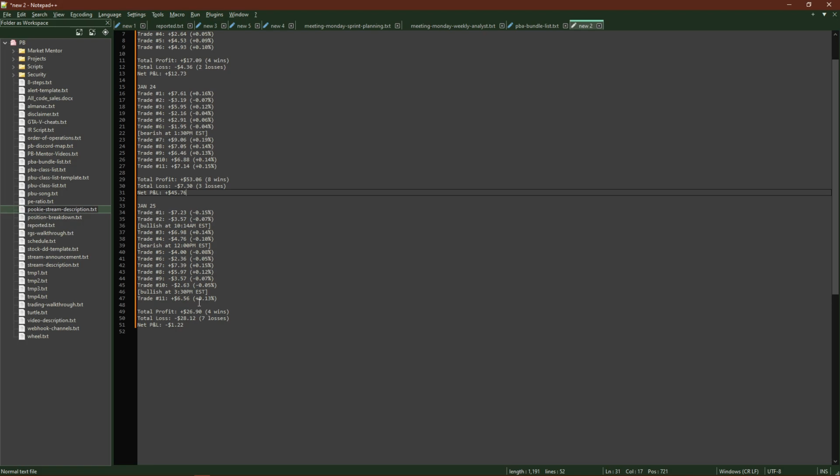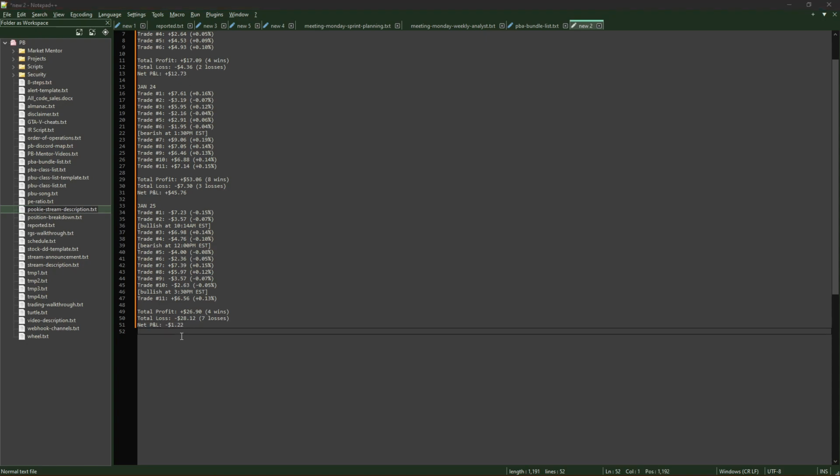And then on the 25th, so today, there were another 11 opportunities, and again, you can filter things out by not trading the first half hour. You could not trade the last half hour, and so on and so forth. It's up to you. Net profit territory was 26.90 across 4 wins. We had 7 losses and lost a total of 28.12. So still, the net P&L was down $1.22.